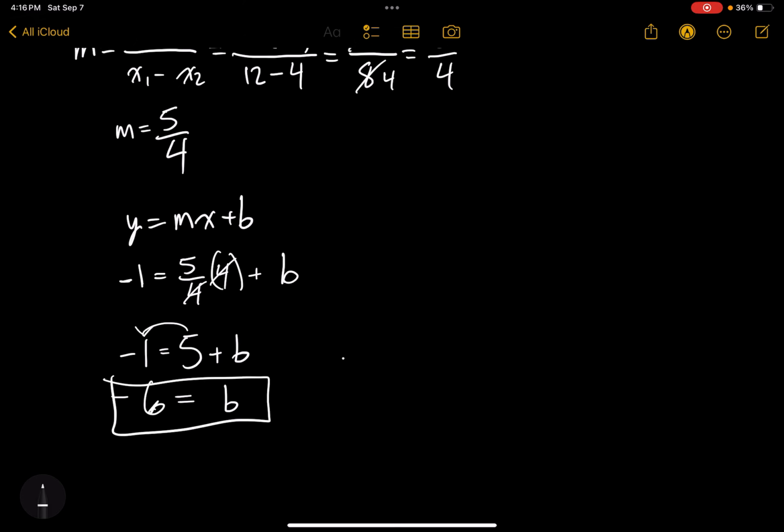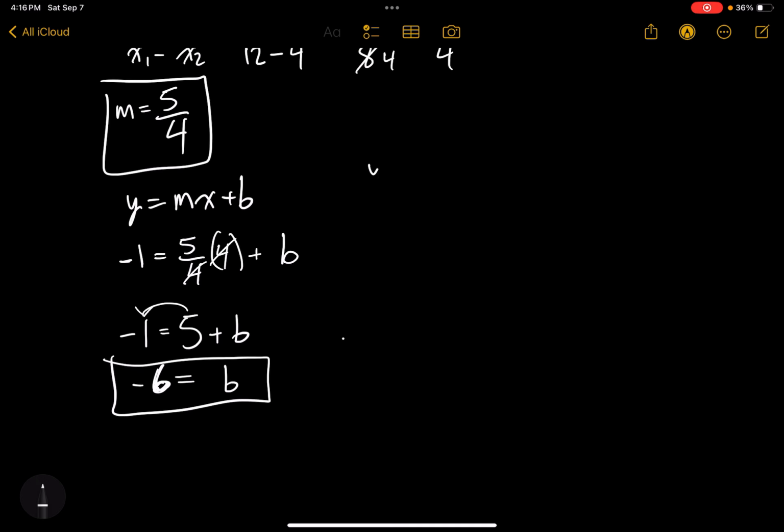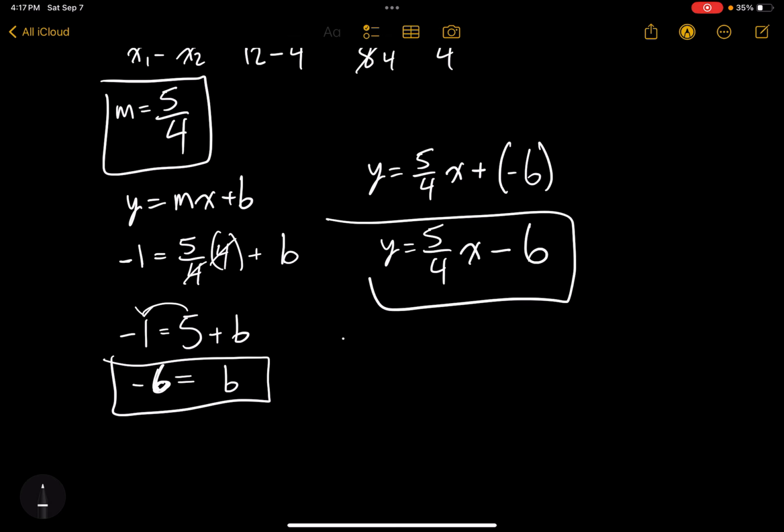Minus 6 equals b. My b's and 6's look so similar. It's okay. So let's move on. I have m, I have b. The equation of my line is y equals 5 over 4 x plus b, which is minus 6. Sorry, did I say minus 6 turns into a plus? I meant to say it just turns into minus 6. And that's the equation of my line.